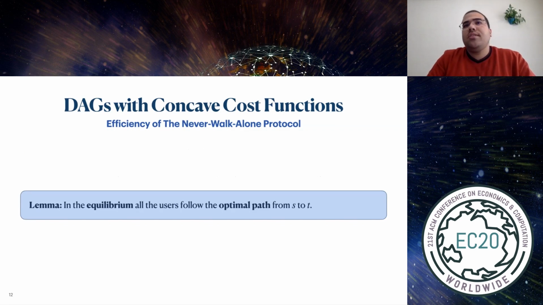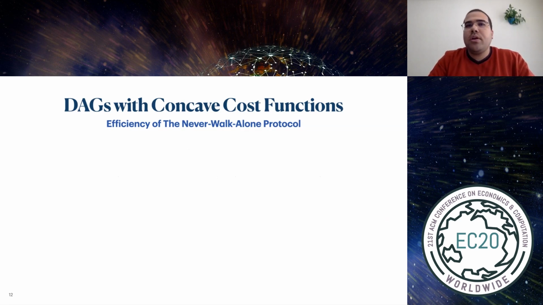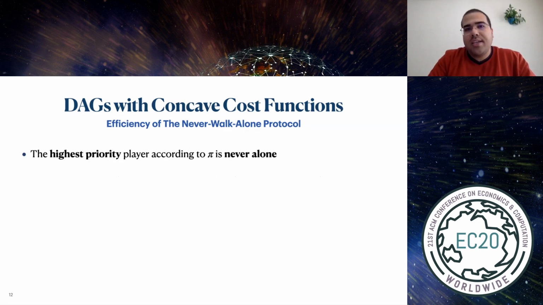In order to evaluate the efficiency of the protocol, I am going to prove that in the equilibrium, all the users follow the optimal path from S to T. To do so, first I prove that the highest priority player does not walk alone. This is due to the fact that she pays a very small cost in edges where she is not alone.